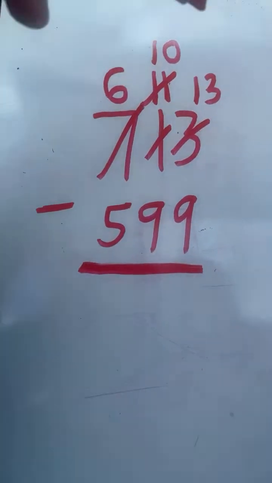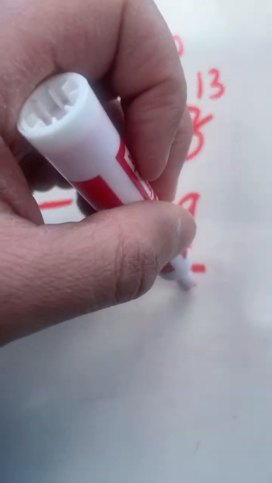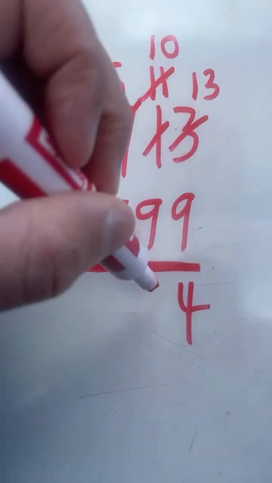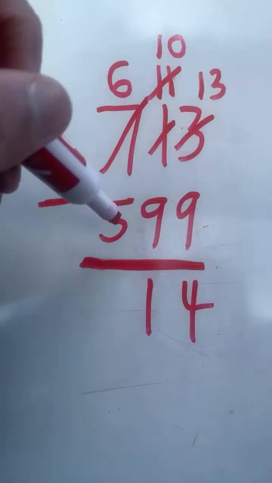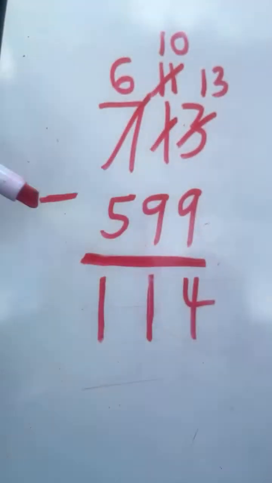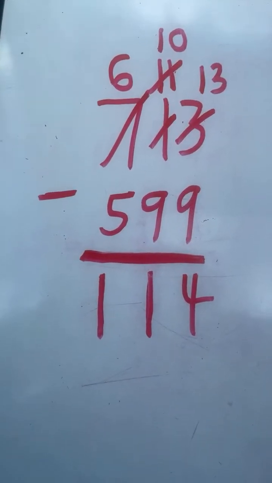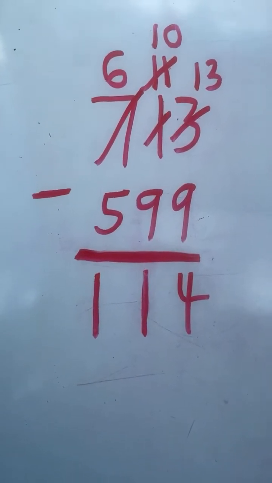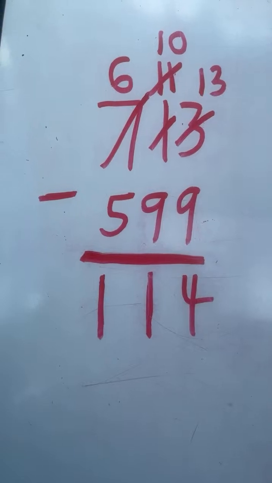And now we can subtract. 13 minus 9 equals 4, 10 minus 9 equals 1, and 6 minus 5 equals 1. And we have our final answer, 713 minus 599 equals 114.